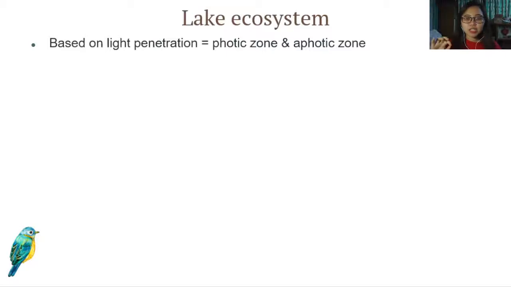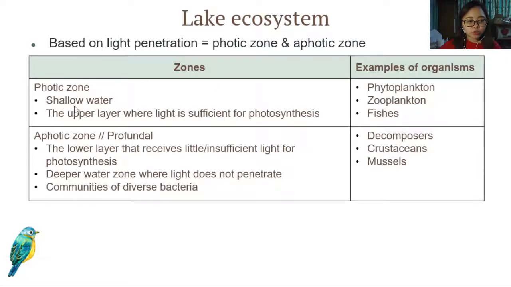Now let's continue looking at those two zones. We have a look on that photic zone and aphotic zone. We'll have a look at the different organisms that you can find. So in the photic zone, this is shallow water, which is also the upper layer where the light is sufficient for photosynthesis. Examples of organisms that you can find here are phytoplanktons, zooplanktons, and fishes.